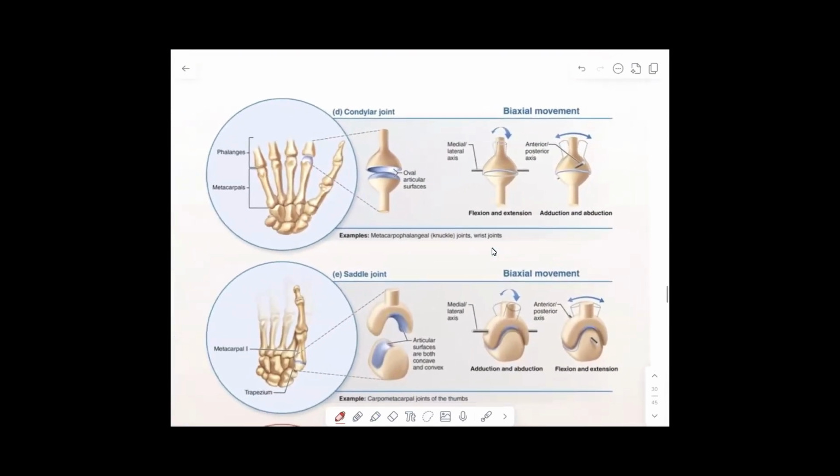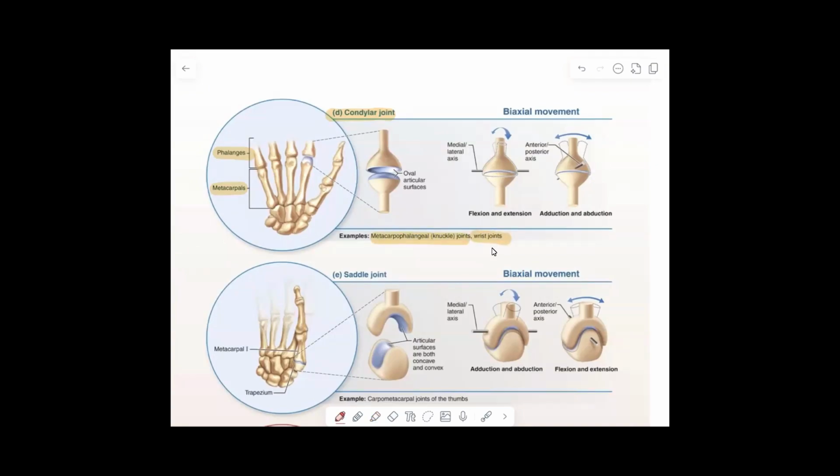So I'm going to enlarge it just so we can see those 2. The first one is called a condylar joint. And a condylar joint involves oval articular surfaces. It happens at the knuckles and also between the metacarpals and the distal carpals. So the metacarpophalangeal knuckle and the wrist joint.